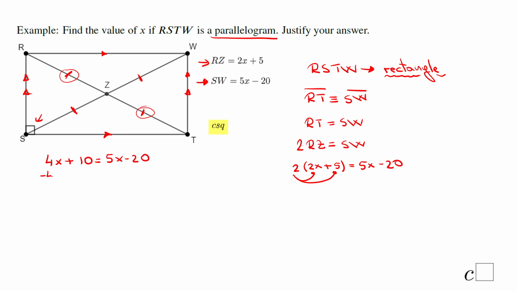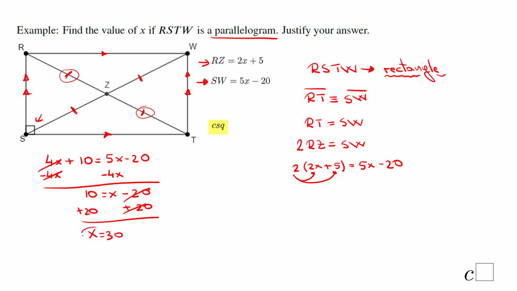And I'm going to subtract 4x here to cancel this 4x. Obviously, you have to do the same thing on the other side. So we have 10 equals x minus 20. And then add 20 on each side. And we have x equals 30. Okay, and that's it for this problem. And the justification is right here on the right side when I said this is a rectangle and the diagonals are congruent.